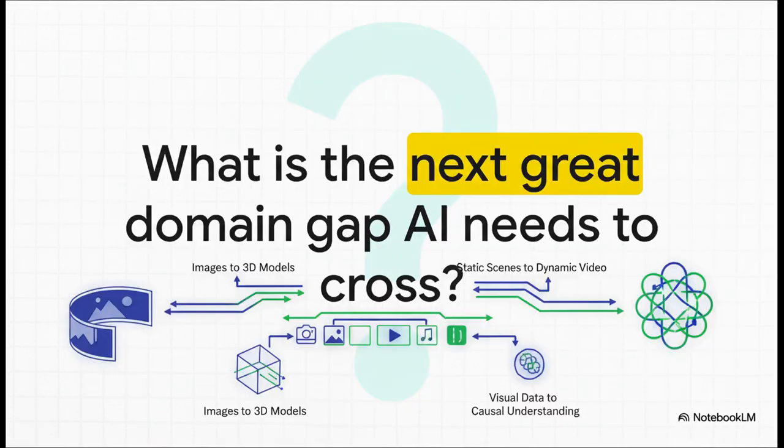And that leaves us with a really big question to think about. This paper did a brilliant job of bridging the gap between normal 2D photos and panoramic images. So what's the next big gap AI needs to cross? Is it from static images to dynamic video? From 2D and 3D representations to a true understanding of physics and causality? It's a huge and exciting question, and it's what researchers around the world are working on right now.